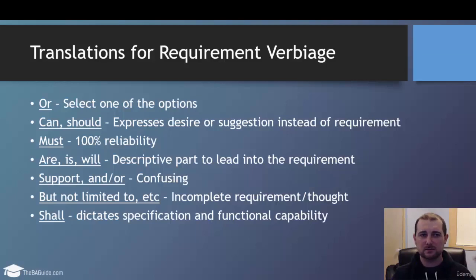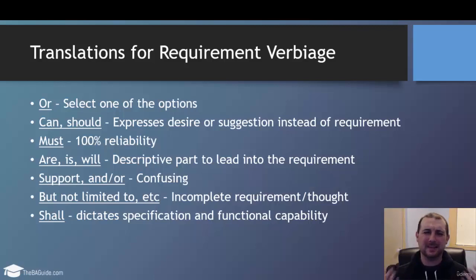You don't want to say that this system shall support this other system. What does support mean? What is it doing? You should be writing out that this system should be passing data or should be taking some of the load off of that other system to run the process or whatever it is.